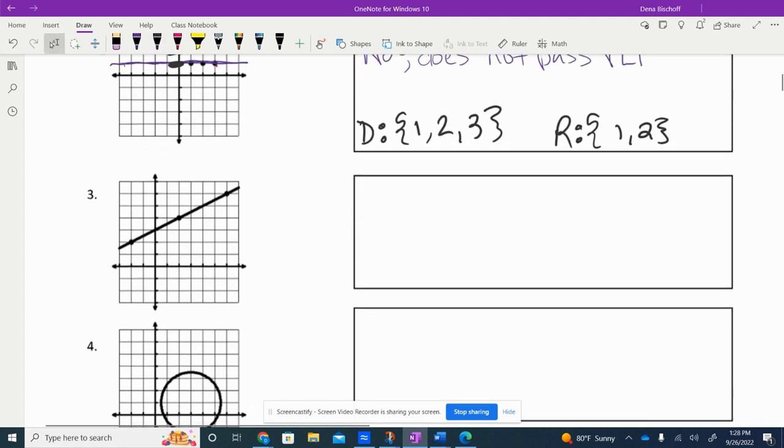All right. What about this? Is this a function? Yes. We know this because why? It passes the vertical line test. Okay. What's the domain? And what is the range?